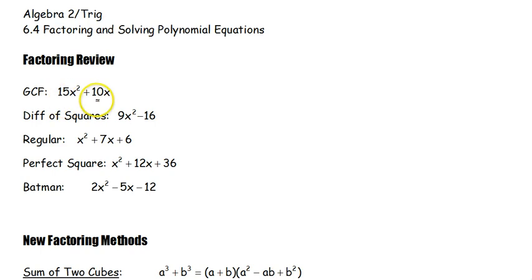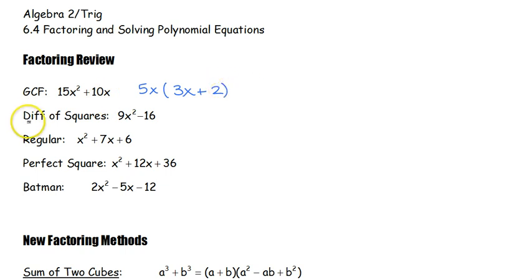So I look at the 15 and 10 and they share a factor of 5. X squared and x, they share a factor of 5x. So when I pull that out, 15 divided by 5 leaves us with 3. We had 2 x's, we took 1 out, we've got 3x left as our first term, plus 10 divided by 5 is going to be 2, and we took out the only x.